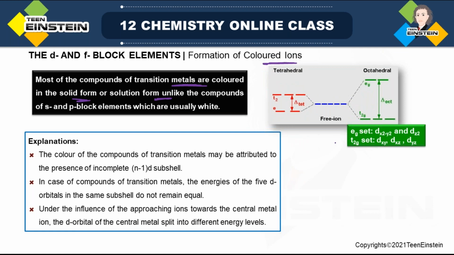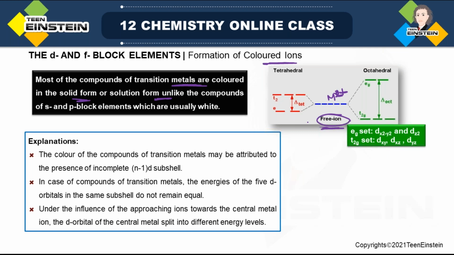Now we already have some primary idea about crystal field splitting. When it is a free ion, that means suppose you have any metal ion M2+ and there are no ligands present, all the d orbitals, that is the 5 d orbitals, dxy, dxz, dyz, dx2-y2, dz2, will have the same energy, that means they are degenerate.